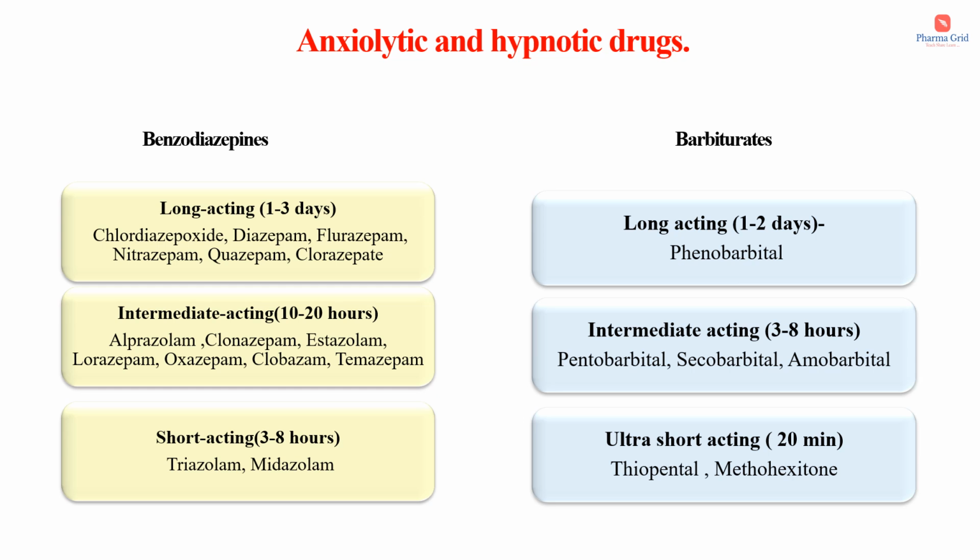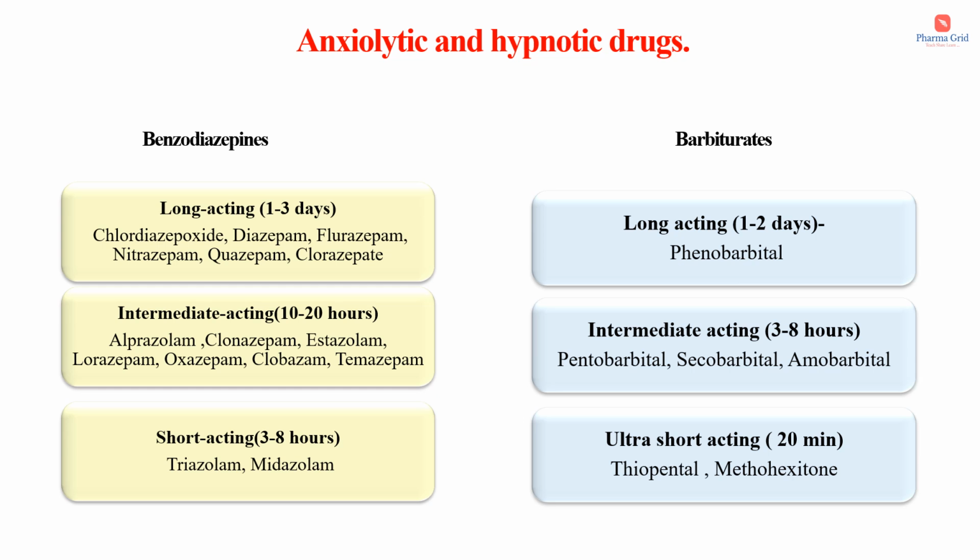Next is the barbiturates. Barbiturates can also be classified as long acting, intermediate acting, then ultra short acting based on how quickly they act and how long their effects last. Long acting means they act for about 1 to 2 days. An example is phenobarbital. Intermediate acting acts for about 3 to 8 hours. Examples include pentobarbital, secobarbital and amobarbital. Next is ultra short acting, which acts within 20 minutes. Examples include thiopental and methohexital.